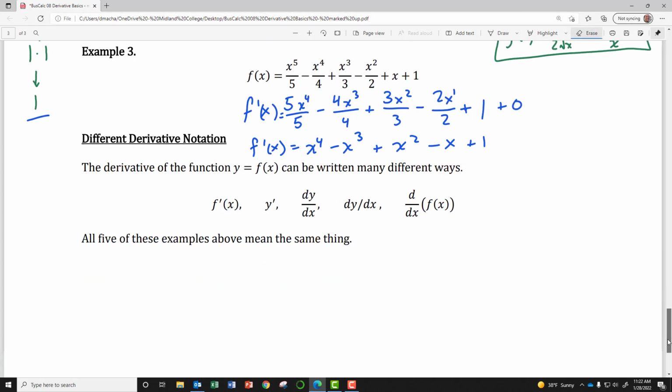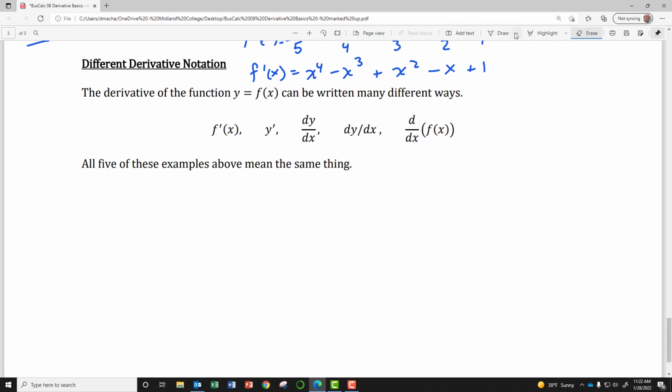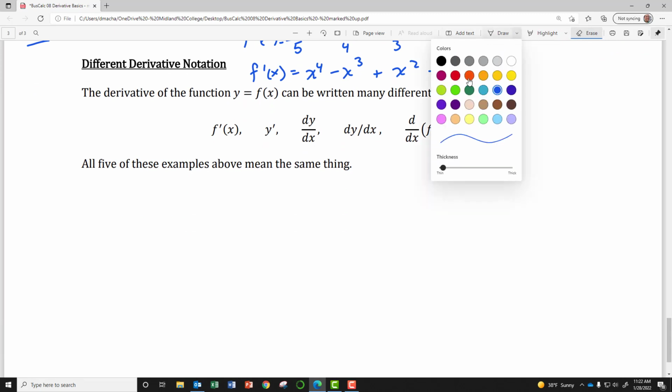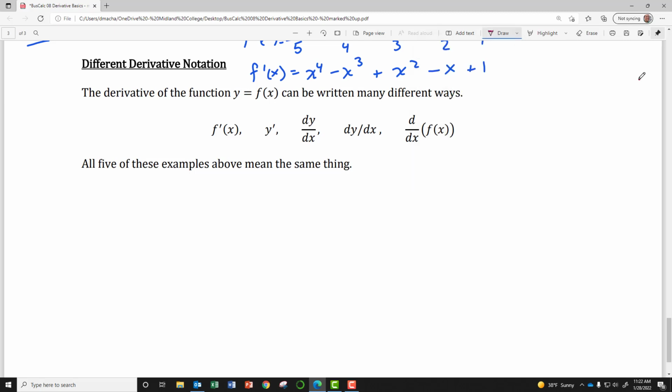So now that we've learned how to use some of the most basic derivative rules that we're going to learn this semester, commit those to memory because we'll be using those a lot. I just want to point out at the end here that we have a lot of different notation that we use in mathematics to represent derivatives. And I want you to be familiar with seeing every different type of derivative notation.